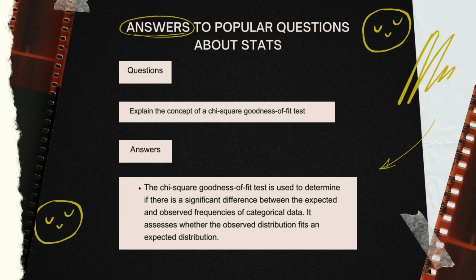Question: Explain the concept of a chi-square goodness of fit test. Answer: The chi-square goodness of fit test is used to determine if there is a significant difference between the expected and observed frequencies of categorical data. It assesses whether the observed distribution fits an expected distribution.